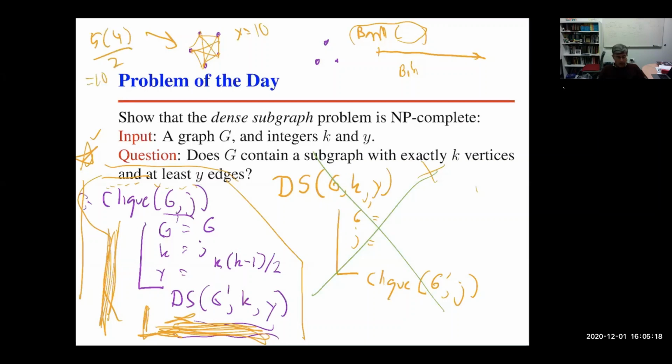That is 10. Does everybody see that asking, is there a subgraph of 10 edges and 5 vertices, is the exact same question as asking, is there a clique of size 5? That's what we're doing here. That's where that came from. Any questions about this?